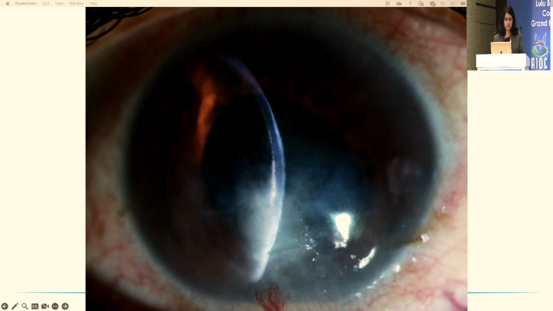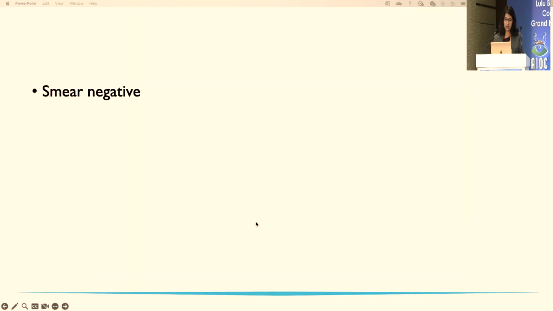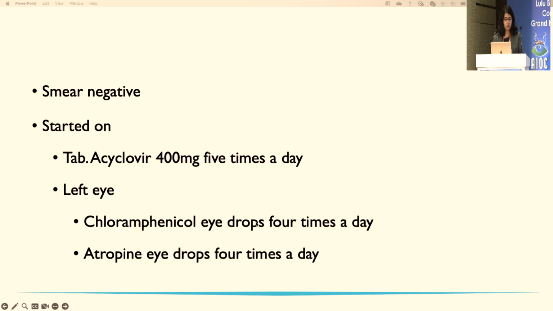So this was a 53-year-old female who presented with this inferior paracentral infiltrate. You can see the color of the infiltrate is grayish white. There is a front of vascularization inferiorly, and there's an overlying epithelial defect. The patient was subjected to a scraping, which was negative. Because the clinical picture was suggestive of HSV necrotizing keratitis, the patient was directly started on oral acyclovir along with prophylactic antibiotics and cycloplegics.